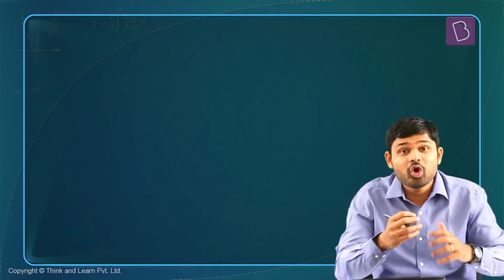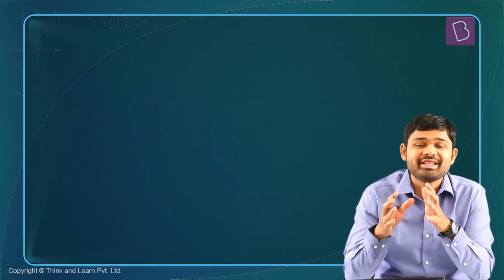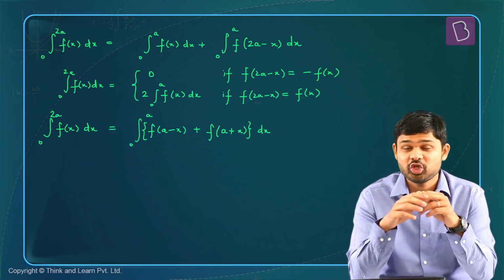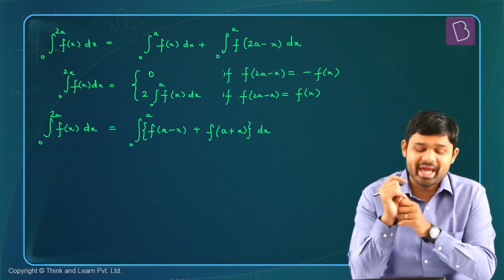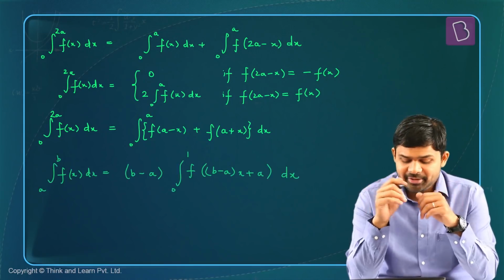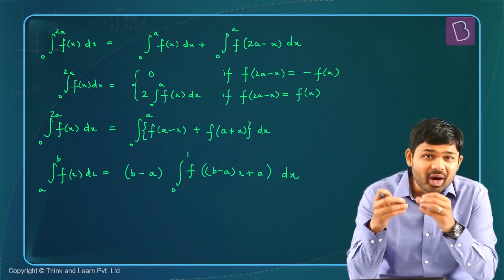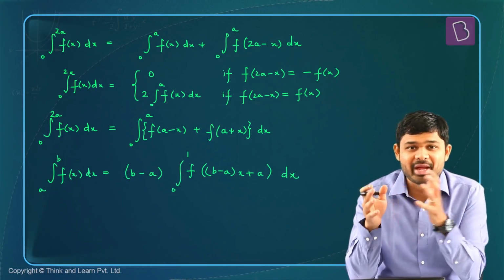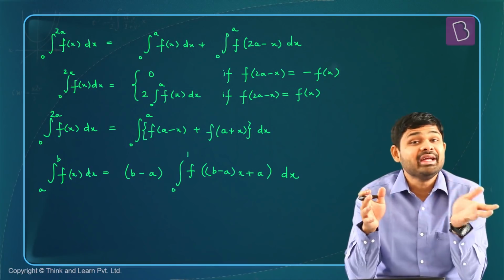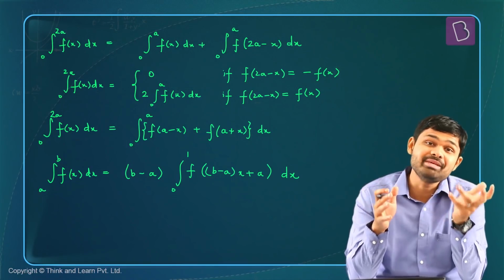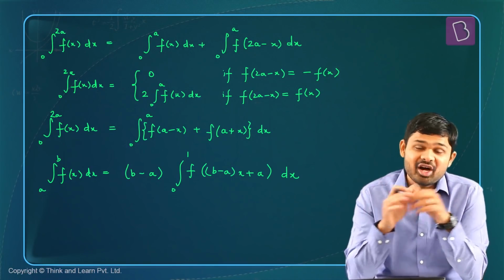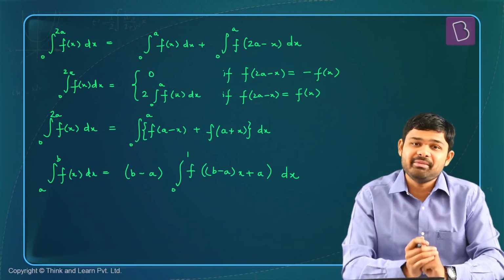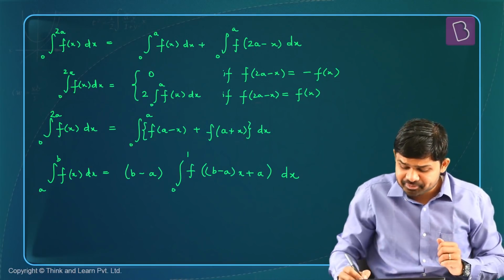Then of course you have more properties, properties which deal with limits of the kind 0 to 2a. You have three properties which are based on the limit from 0 to 2a of f(x) dx. And finally, you have this way of converting a limit from the interval a to b to 0 to 1. So the integral from a to b of f(x) dx is (b - a) times the integral from 0 to 1 of f((b - a)x + a) dx. So this is another very interesting way of converting the limits of your definite integral.